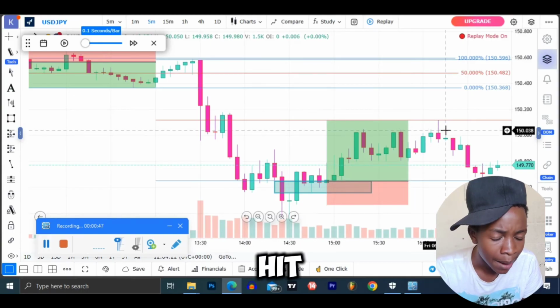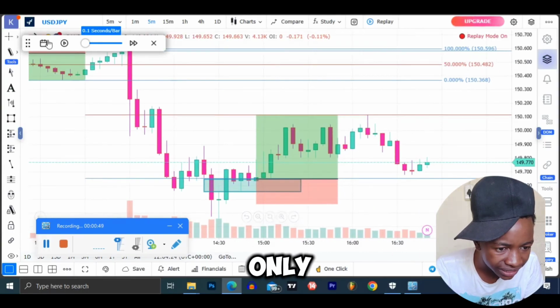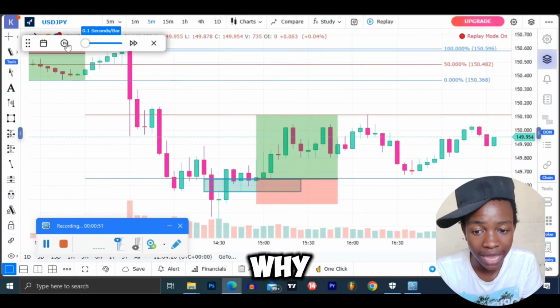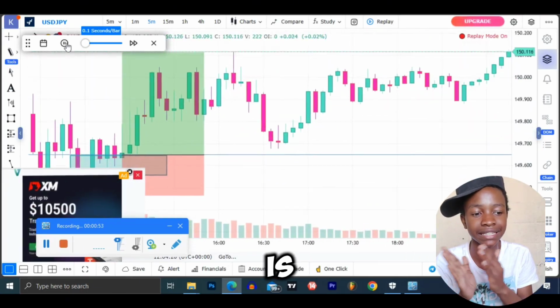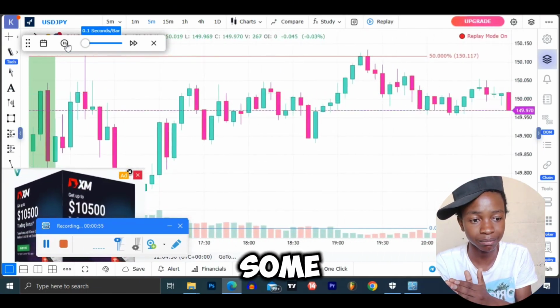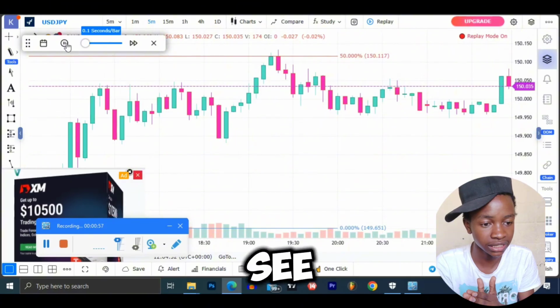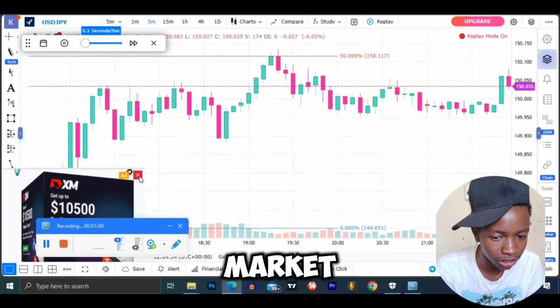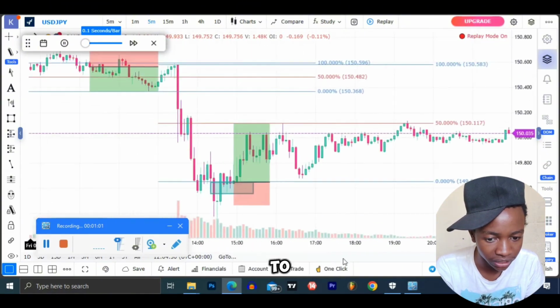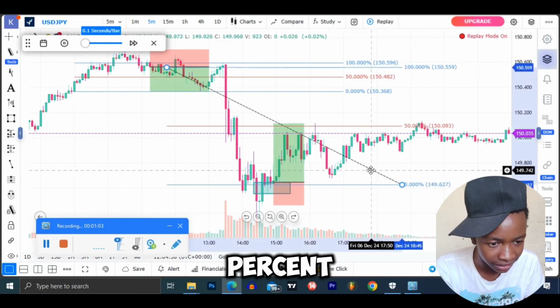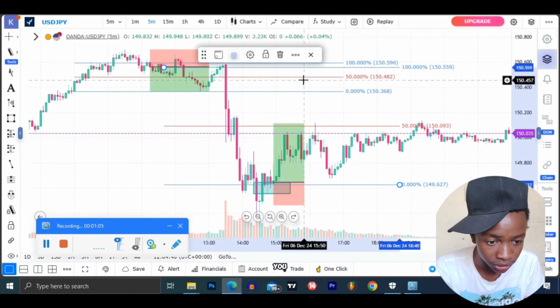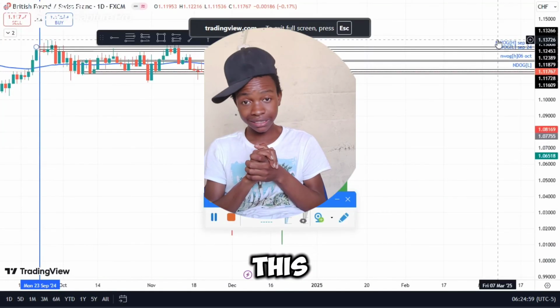Easy take profit hit, but as you can see, it only hit the 50% zone. That is why we say the first take profit is at the 50%, then you take some. Don't be greedy. As you can see, it did land the market close just like that without going to the 100. Don't always aim for the 100%, okay? The 50 can be enough for you. So basically this is the end of the video.